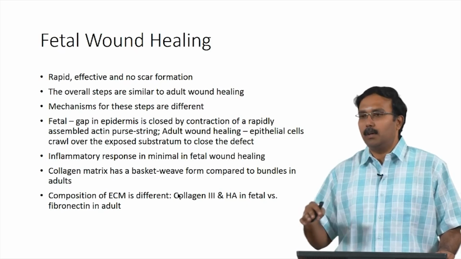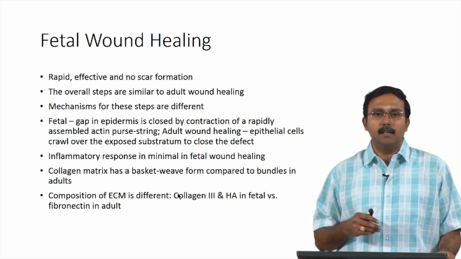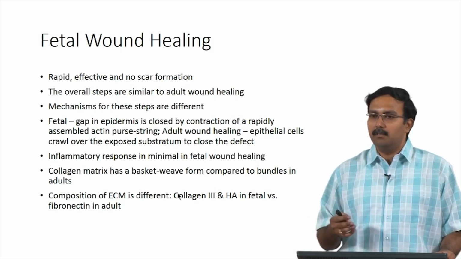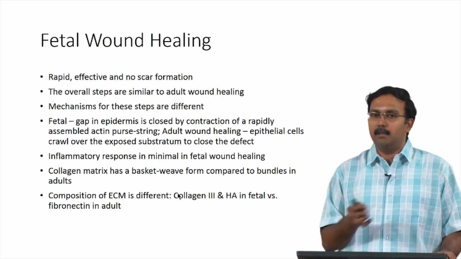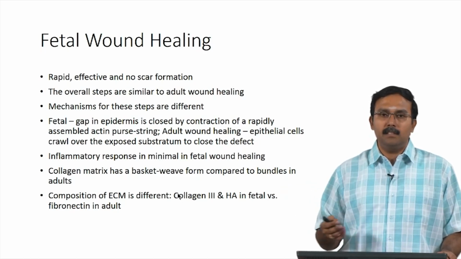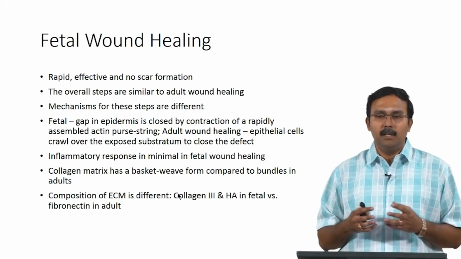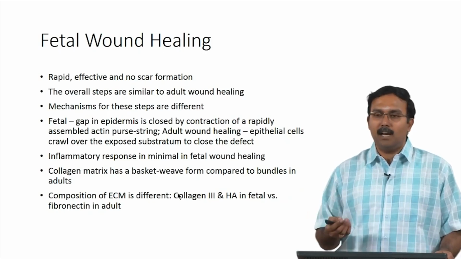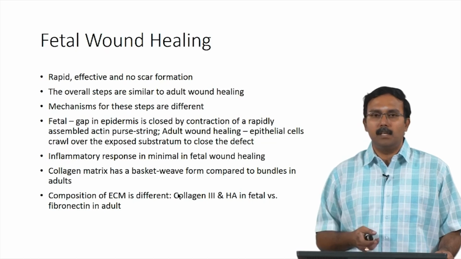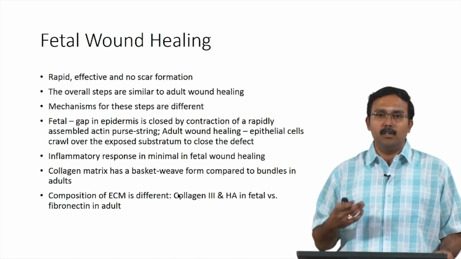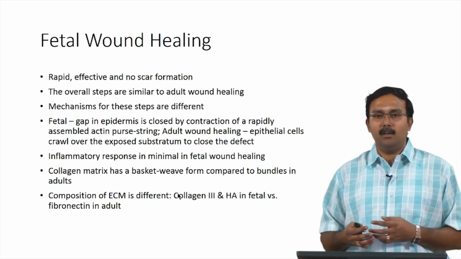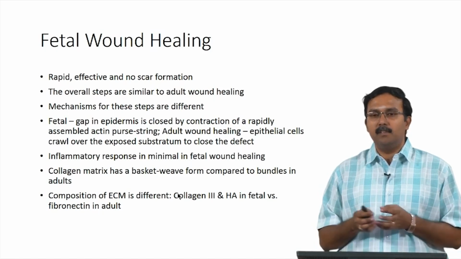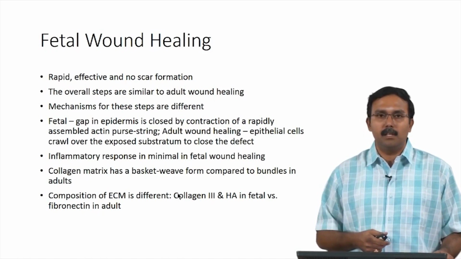So, this is a slower process, and the inflammatory response in fetal wound healing is minimal. The inflammatory phase is quite short and the process goes on quickly. The collagen matrix has a basket weave form compared to the bundles you see in adults. That is one of the reasons you have lesser scarring in fetal wound healing. The composition of the ECM is also different. You have collagen 3 and hyaluronic acid in fetal wound healing, whereas it is primarily fibronectin in adults. So, those are the differences in fetal versus adult wound healing.